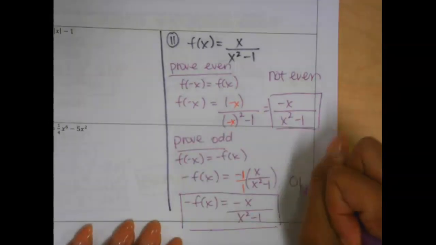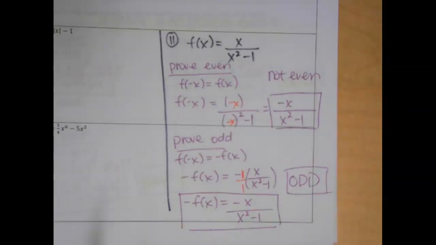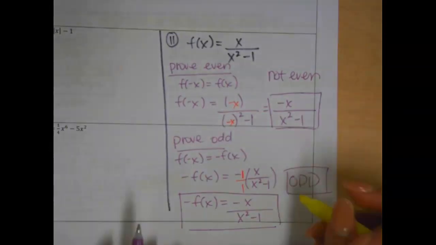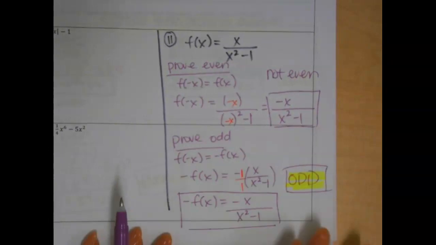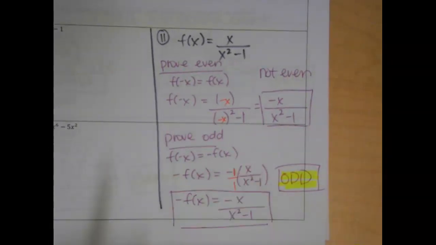This is odd. The main issue that I'm worried about, because some students know that they're almost too smart for their own good, and they take that negative and they distribute it to everything. Please don't do that. You're just distributing a negative 1 to prove if something is odd. That's all you're distributing. Does that make sense with what you're doing? Any last questions? Perfect.